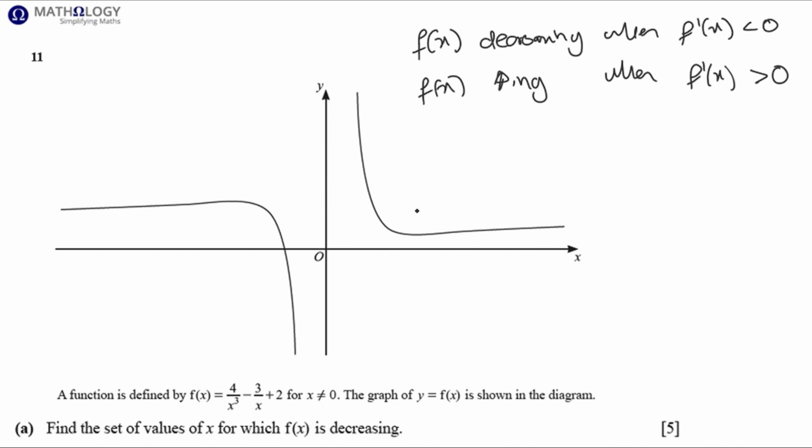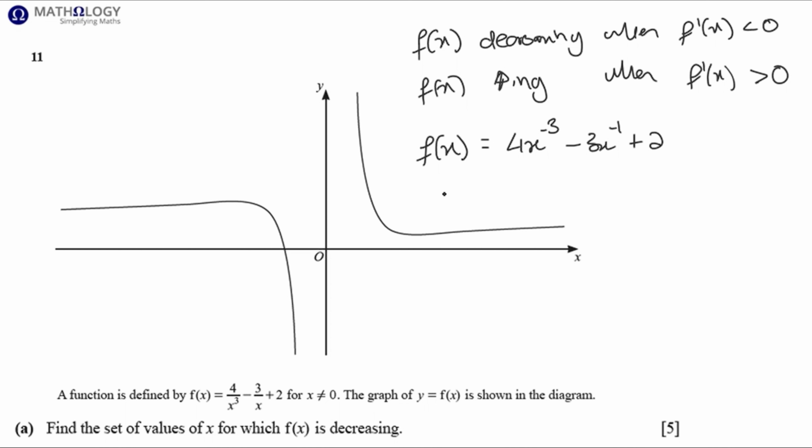So we need to firstly find an expression for f prime x, and then find the set of values of x for which that function is decreasing. Once we've found the expression for f prime x, we are then going to make it less than 0, because we're looking for all values of f prime x that are negative in order for the function to be decreasing. So we need to find the set of x values for which f prime x is less than 0.